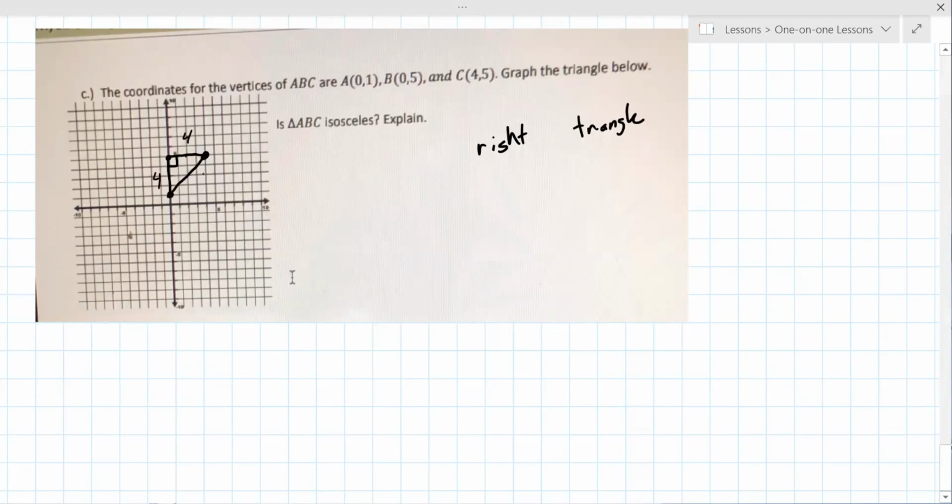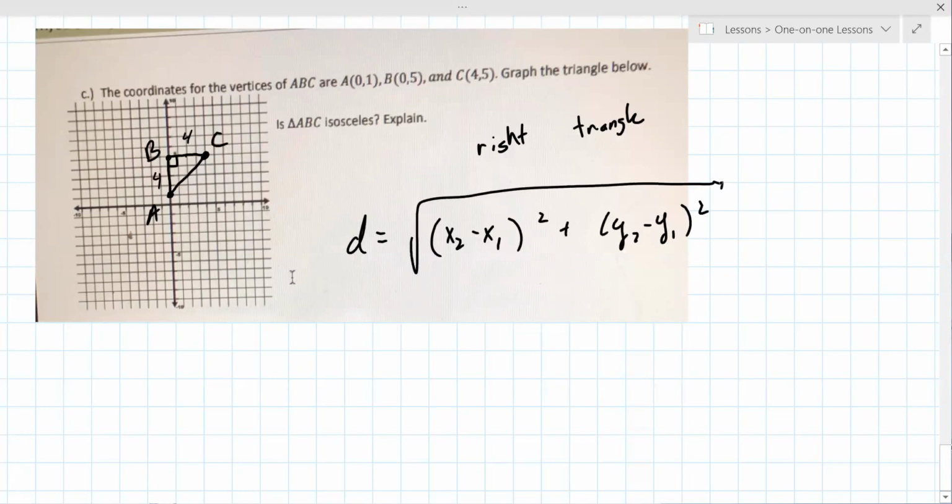This one, though, is not 4. It might look like 4, but that last one you do have to do the distance formula for A, B, C. So the distance formula is the square root of x2 minus x1 squared plus y2 minus y1 squared.